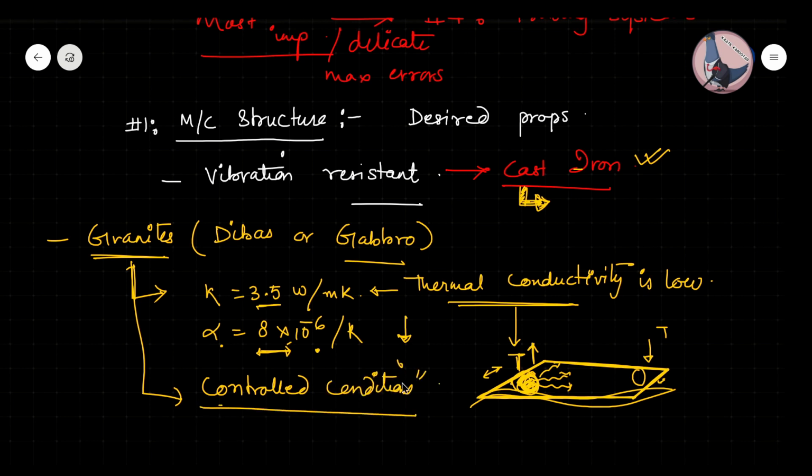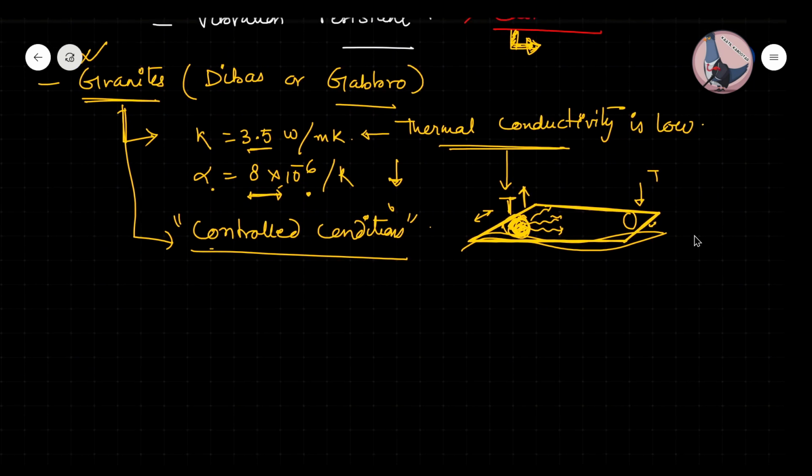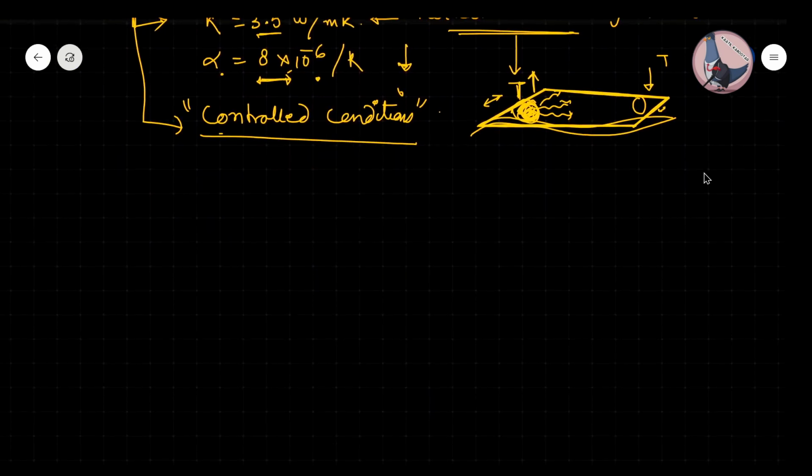So this is very important. You can use ceramics, you can use granites, and it is mostly used also nowadays, but we try to keep the conditions very controlled. Otherwise, because of this low K and very low alpha, uneven temperature will come and the structure will deform. So that is its trouble. So nowadays we are using other options also. What can be other options? How can you take care of this?